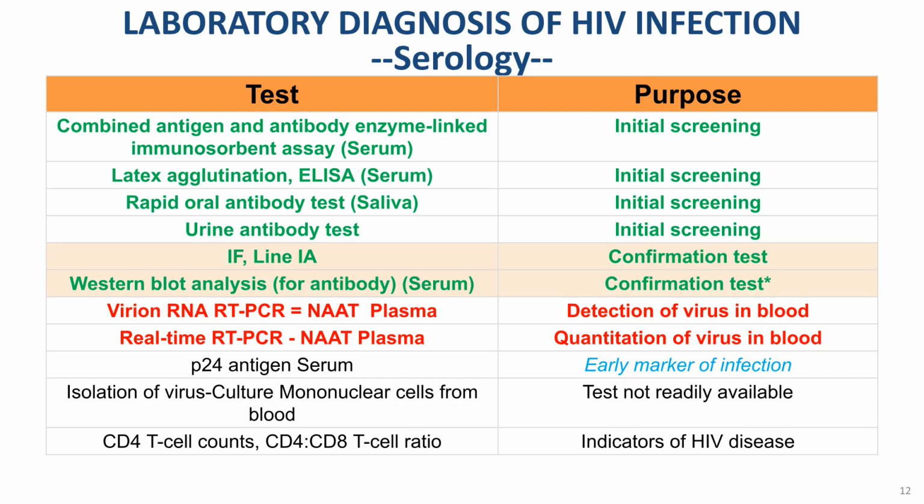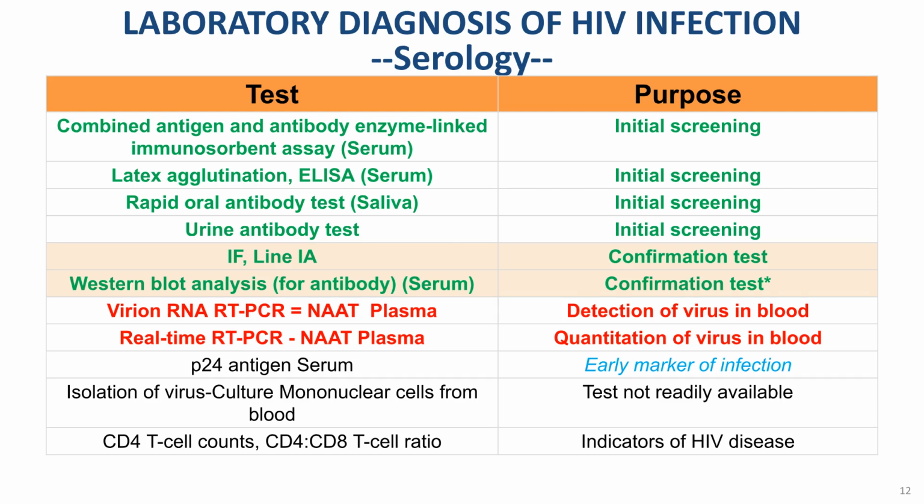For detecting virus directly in blood, we use virion RNA reverse transcriptase PCR, also called nucleic acid amplification testing or NAAT. This test is performed on plasma and can detect HIV RNA even before antibodies appear. This is crucial for diagnosing acute infection, like in our case patient. Real-time RT-PCR is used for quantitation, measuring the viral load in blood. This is essential for monitoring treatment effectiveness.